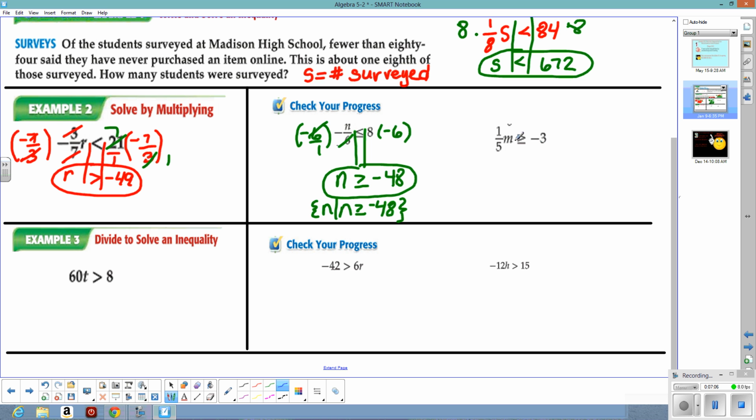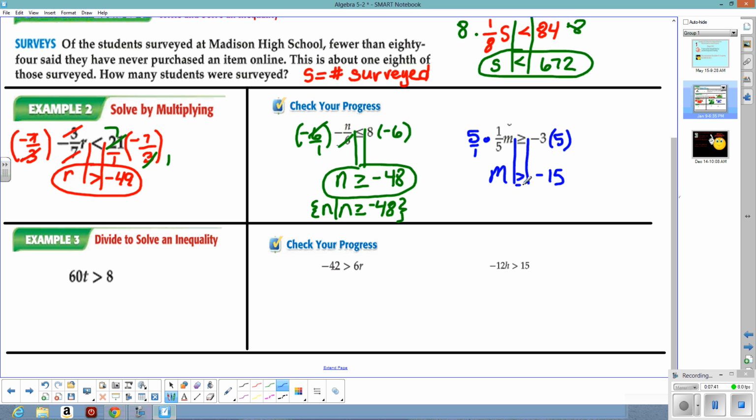Next, 1/5 m is greater than or equal to negative 3. We're going to multiply both sides by 5. The reciprocal of 1/5 is 5. And then on the left side, 1/5 times 5 is just 1, and 1 times m is m. On the right side, negative 3 times 5 is negative 15. And then do you want to flip the symbol on this one or not? The correct answer is you are going to leave it.